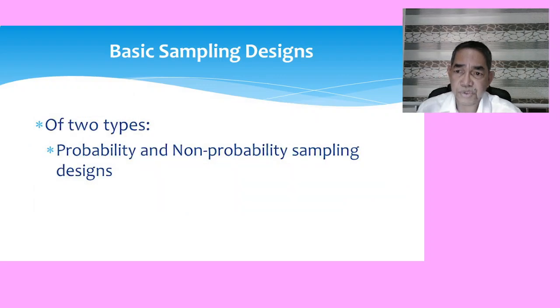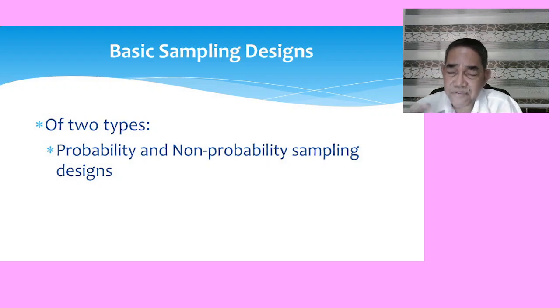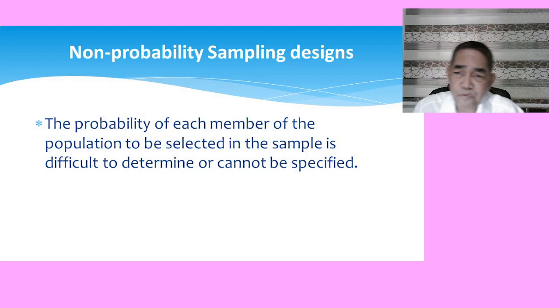Now, there are two types of basic sampling design, the probability and the non-probability sampling design. When we talk of probability, this is actually the scientific way of getting samples, and the non-probability is a non-scientific way of getting your samples. So let's talk first of the non-probability sampling design.